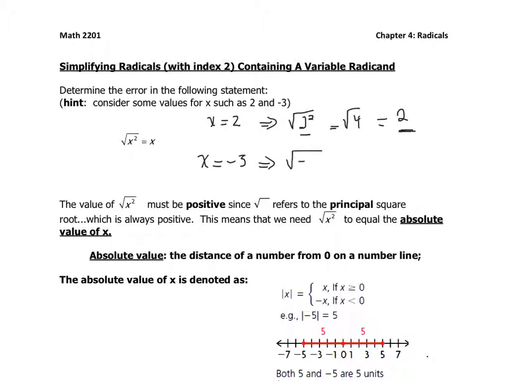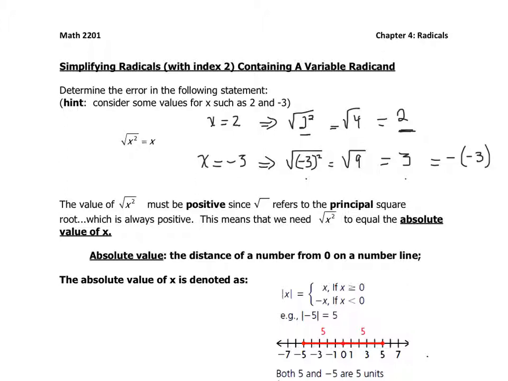then we're taking the square root of negative 3 all squared, which is actually the square root of 9. If you remember from earlier in the chapter, the square root symbol means the positive answer, or the principal square root, which means the answer is 3. So in this case, x was negative 3, but the square root of x squared was not equal to x. It was the opposite of what was being squared under the radical sign. So the error in this statement is that the square root of x squared is x if x is positive, but it's the opposite of x if x is negative.